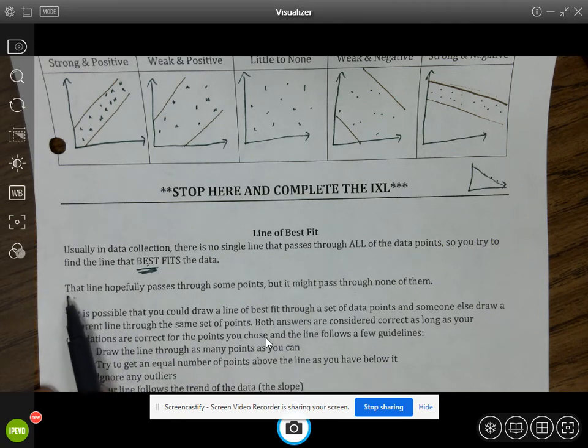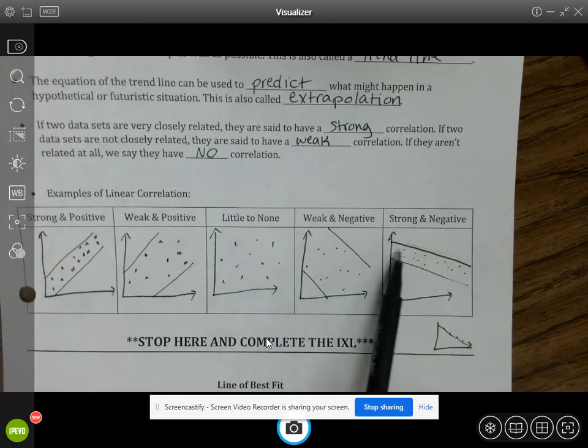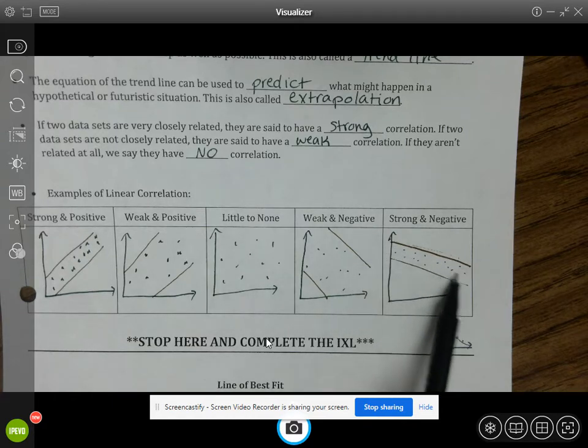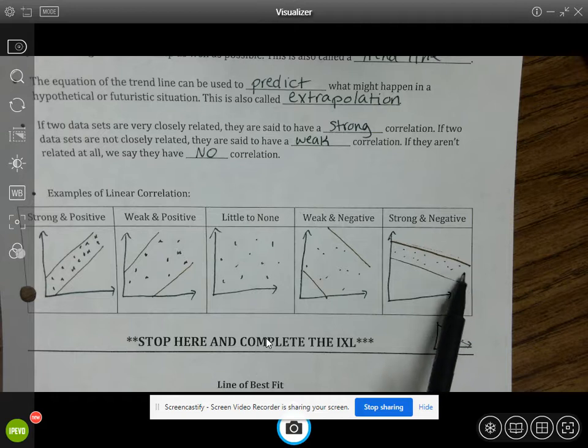So, our line is hopefully going to pass through some of your points, but it might not. When you draw a line of best fit through here, and I pick one line to best fit this set of data, hopefully my line hits at least a couple of these points, but it's possible that it doesn't, and that's okay.